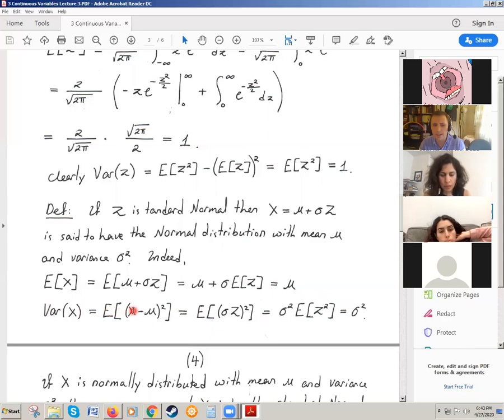For the variance, I would calculate x minus the average. Once I know the average now, I calculate the expected value of x minus the average squared. And that reduces to, I subtract mu from it, so it's just the expected value of sigma z squared. So that's just the expected value of sigma squared z squared. And now I'm able to factor out the sigma squared, yes? So it's the expected value of z squared times sigma squared. And we know that the expected value of z squared is 1.